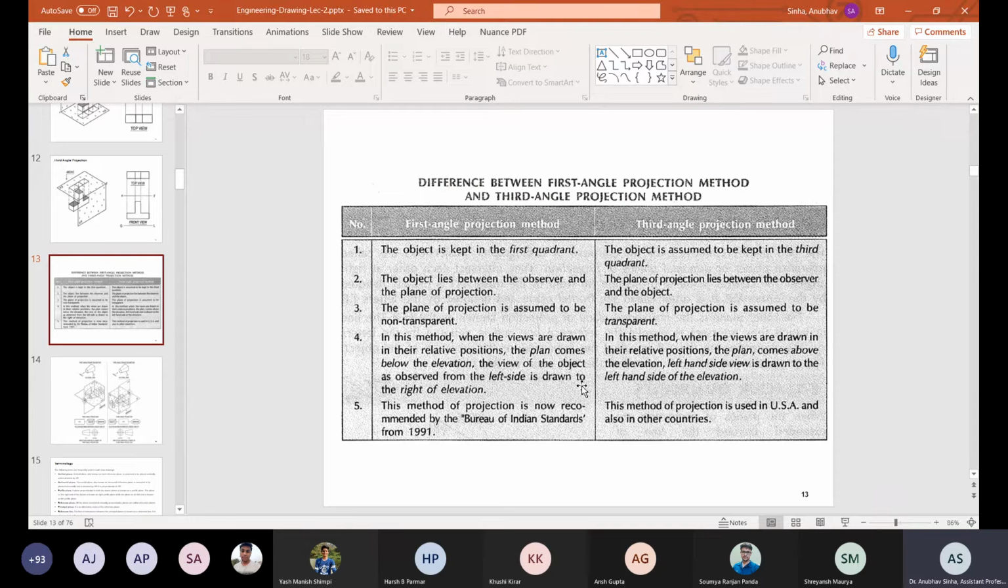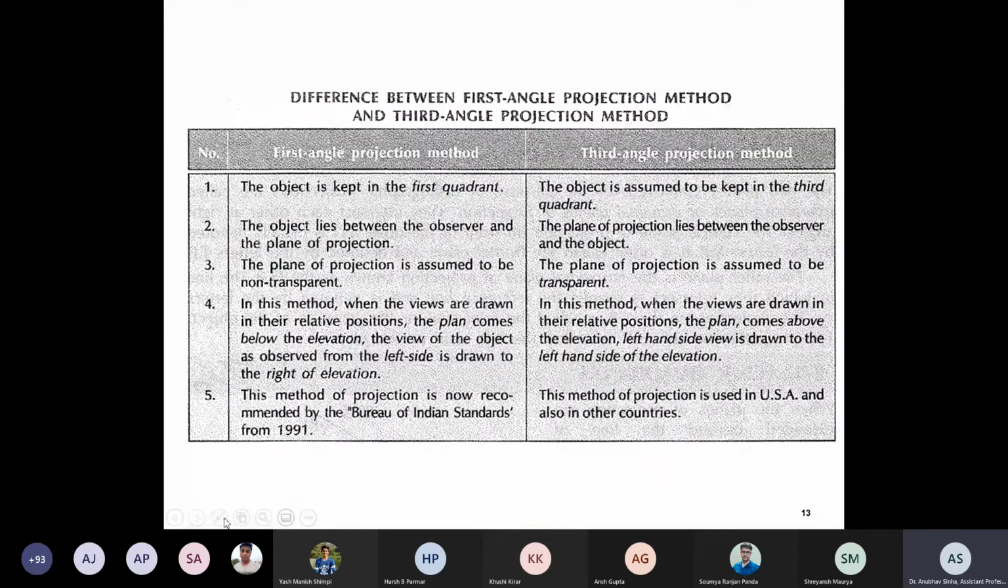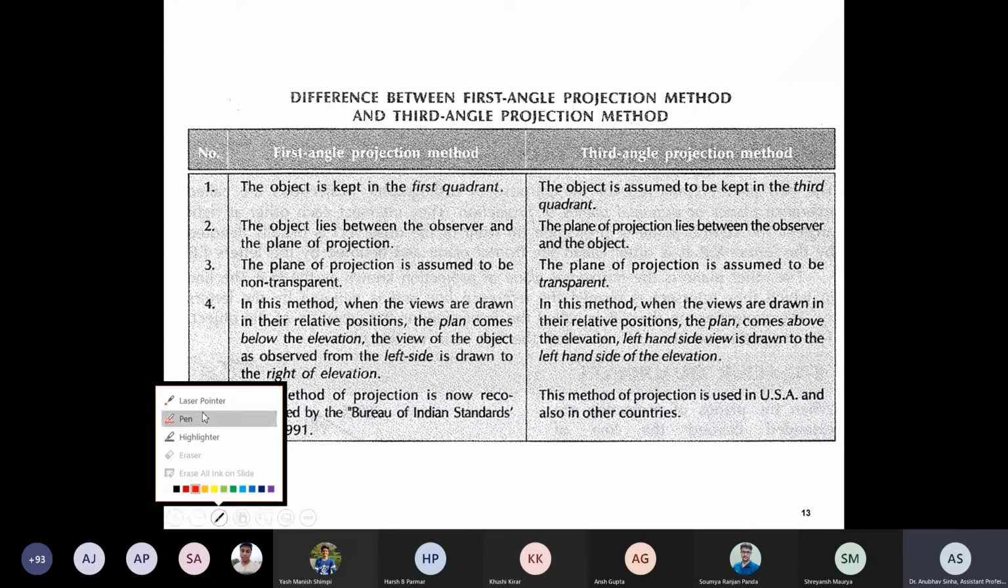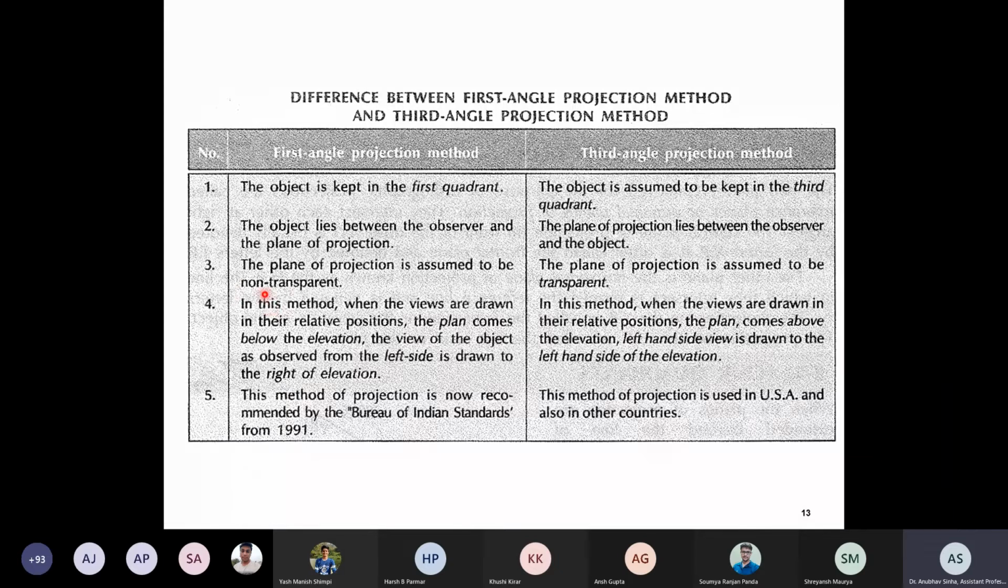So this is what this slide mentions. The plane is non-transparent because we are forming a shadow here. Now this has to be transparent because object is behind it. So plan and elevation are the terms used for front and top views. We'll go about these terms mostly when we talk about solids, but it is good to note what the differences are. Okay, and this is what we are going to follow.